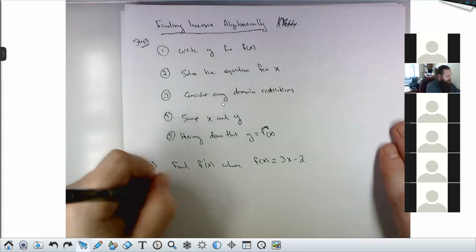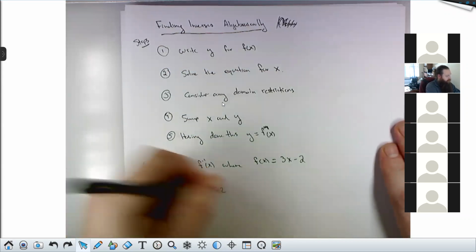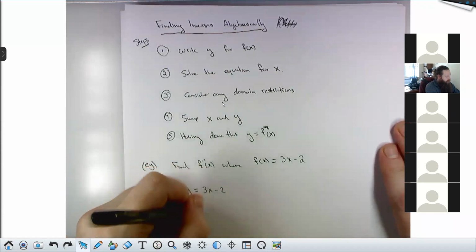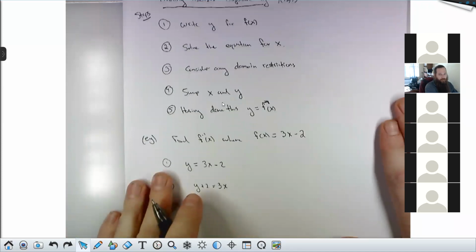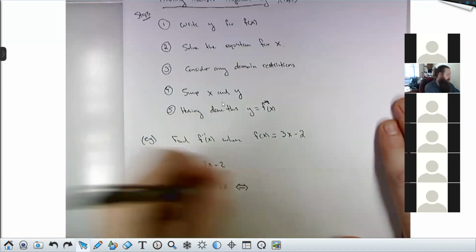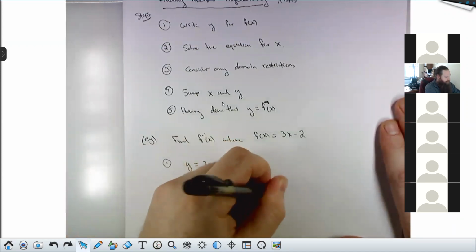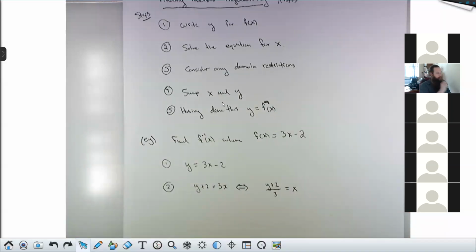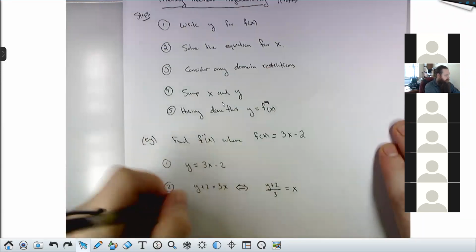So step 1, write y equals 3x minus 2. Step 2, solve the equation for x. So y plus 2 equals 3x. It's just adding the 2. And then divide both sides by 3. y plus 2 all over 3 is equal to x. I have solved for x. Step 3, consider any domain restrictions. This function, no domain restriction here.